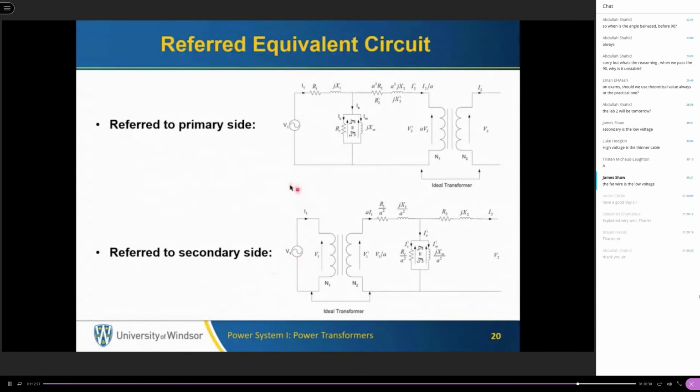Okay, and as a result, we can get two equivalent circuits for transformers. One circuit is referred to the primary side, so all components on the secondary side are referred to the primary side. As you can see here, everything is referred, the resistance, the reactance. Or we can refer the primary circuit to the secondary side the other way. These are the two equivalent circuits.